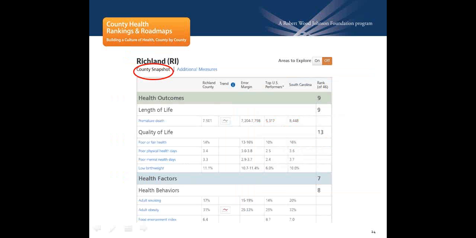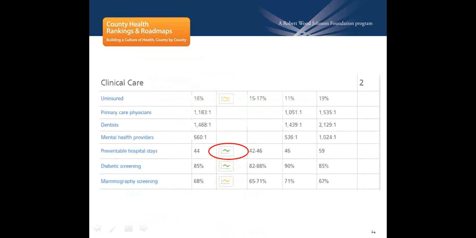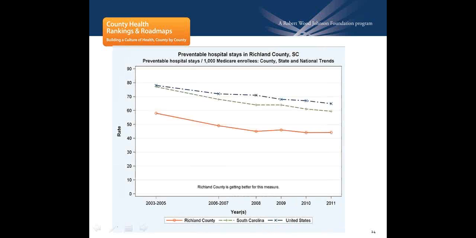You can find this data in your county snapshot. I'm sorry, I went ahead a little bit. We just wanted to make sure that you could see that what Amanda was talking about here is when you go into your county snapshot, there are 12 measures that we have trend data for. And when she was talking about the green, that's showing that for that measure, the trend is getting better. If it's showing yellow, it's about the same, and if it's red, it's getting worse. So you can click on the trend graph, and we again are showing the same example. And what you'll see pop up is the preventable hospital stays that Amanda was referring to.